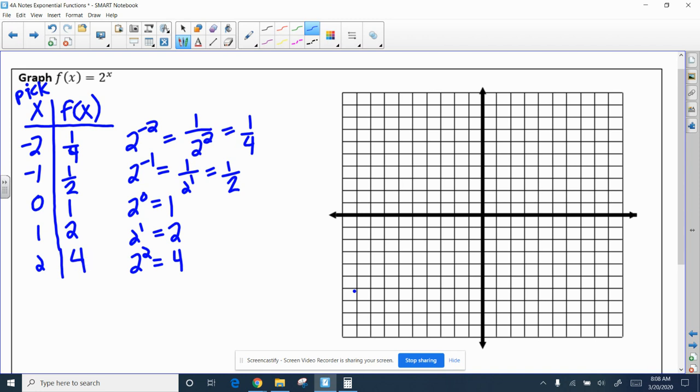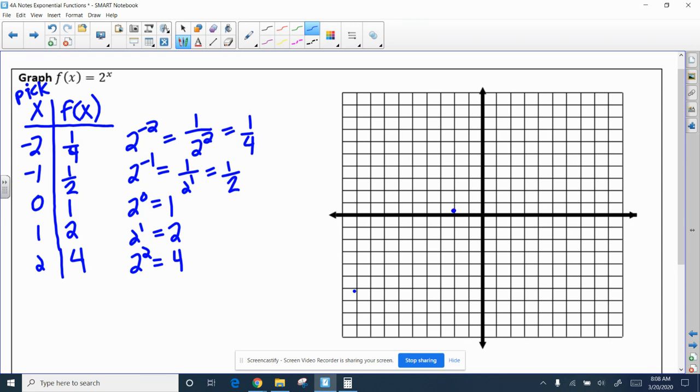So we've got our table, so let's go ahead and plot those. So my first point, I have a coordinate point, -2, 1/4. That means I go left 2 and then up a 4th. So if I'm going up a 4th, it's a fraction, so it's between 0 and 1. I'm just going to go up a little bit above the x-axis.